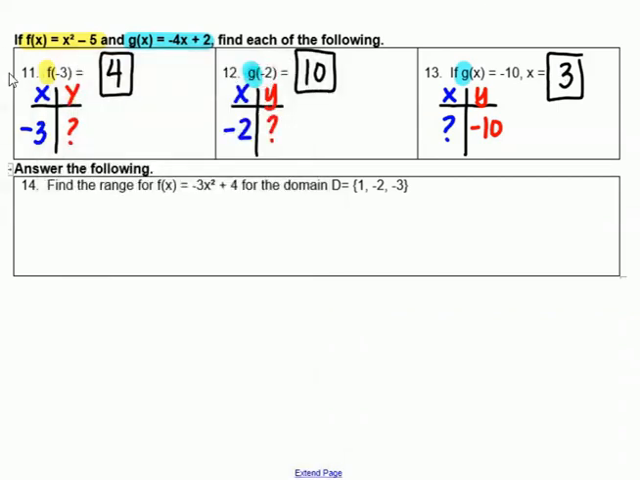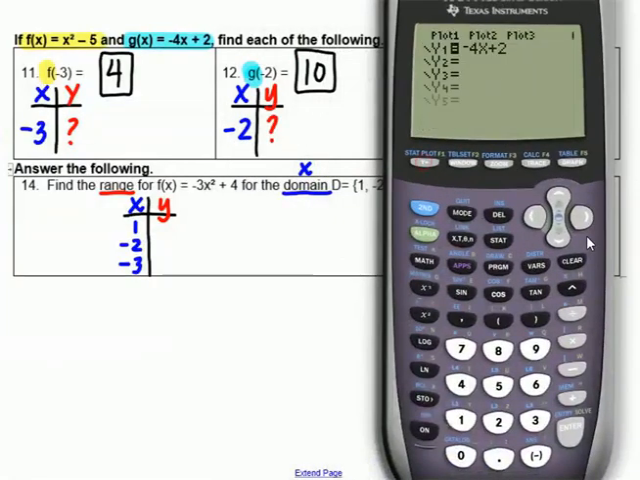Number 14, find the range for f of x equals negative 3x squared plus 4 for the domain 1, negative 2, negative 3. Okay, I love setting up tables. I think it helps so much in the understanding of these problems. We're looking for the range, which is the y values, when the domain, which we know are the x values, are 1, negative 2, and negative 3. So I can take the function and put it into y equals, it's negative 3x squared plus 4.